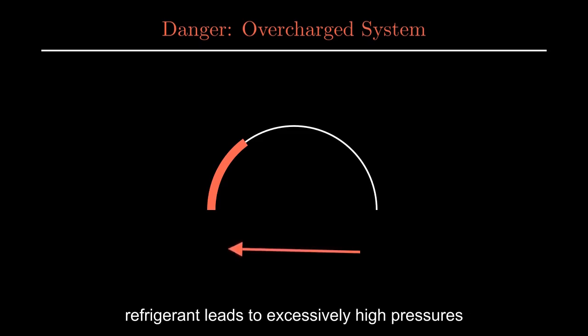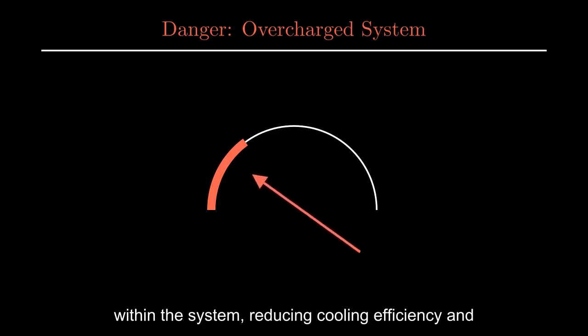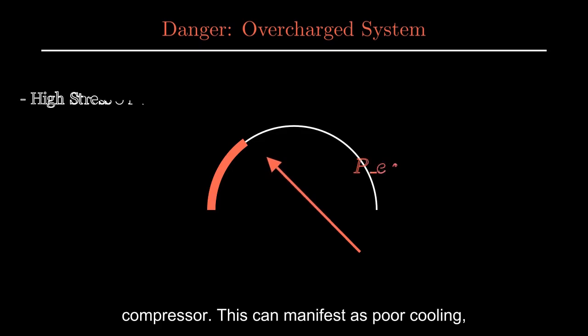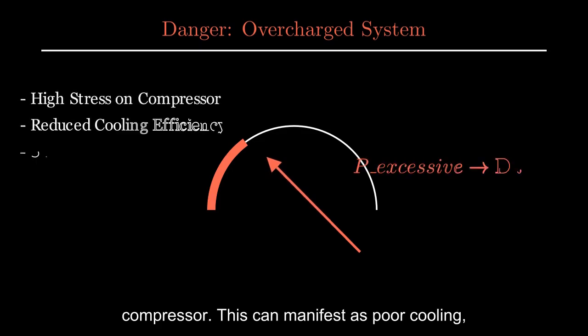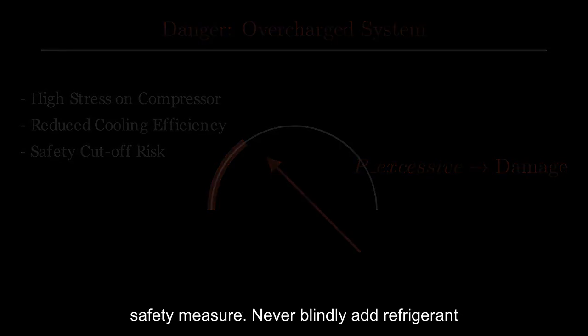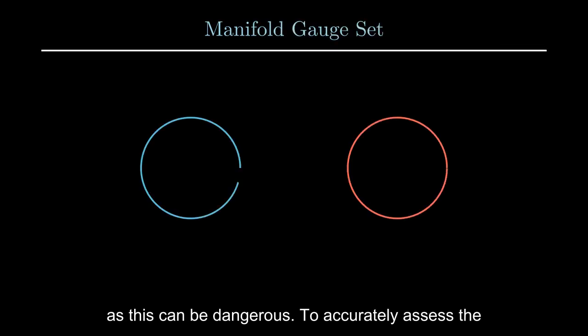While low refrigerant is common, an overcharged system can also cause issues and even damage. Too much refrigerant leads to excessively high pressures within the system, reducing cooling efficiency and putting undue strain on components like the compressor. This can manifest as poor cooling, strange noises, or even compressor shutdown as a safety measure. Never blindly add refrigerant without understanding the current pressure levels, as this can be dangerous.